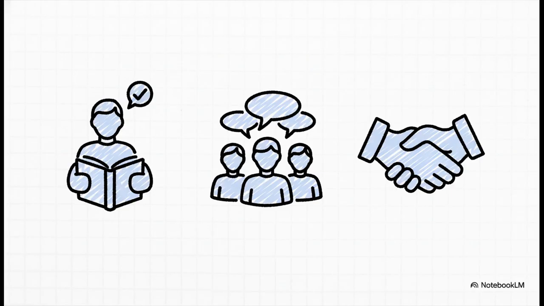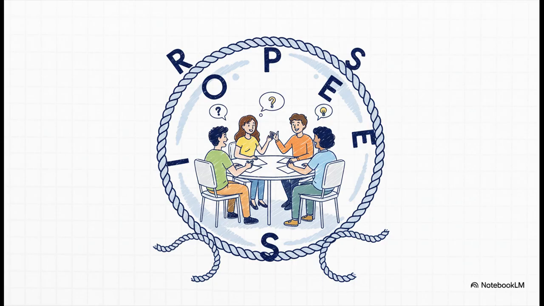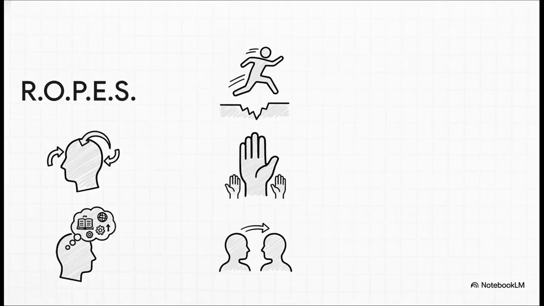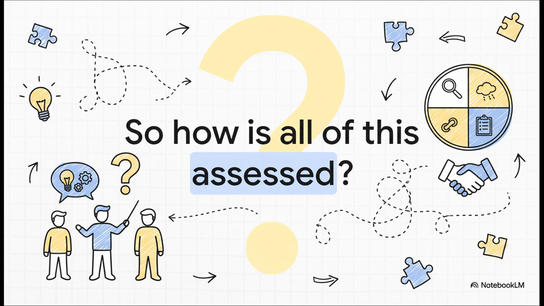Of course, the student's role is just as important. They have to come prepared and participate respectfully. To make sure it's a safe space for discussion, we use something called ROPS. These 5 principles create an environment where everyone feels like they can actually contribute. Now, you're probably wondering, how is all this assessed? The answer might actually surprise you.